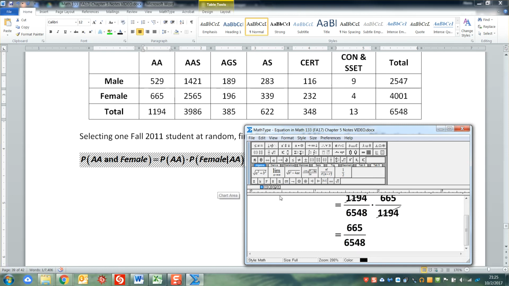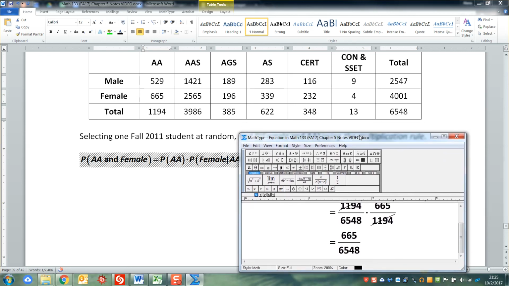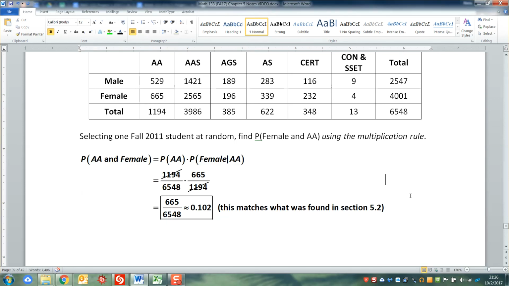which we actually already knew because we already found it on a previous page in section 5.2, I believe. Or yeah, 5.2. And there we go. So we already found that in section 5.2. I don't recall the page, and of course the page numbers might change from semester to semester. But if you go back there, you can actually find the probability of female and AA because it's this group right here. Female and AA is 665, and you just divide it by the grand total. But now we've proven that that method was correct because you could also use the general multiplication rule to find it.